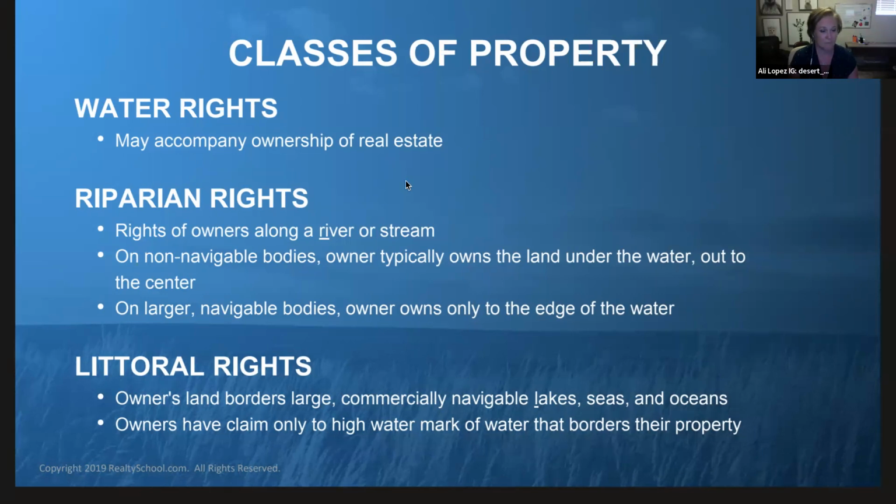You understand? Okay. Littoral rights. The owner's land borders large commercially navigable lakes, seas, and oceans, like Lake Michigan, and the owners have claim only to the high water mark of water that borders their property. So littoral with the O, think of the ocean. Riparian, RI, think of rivers.